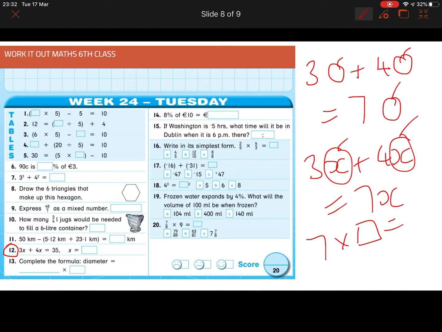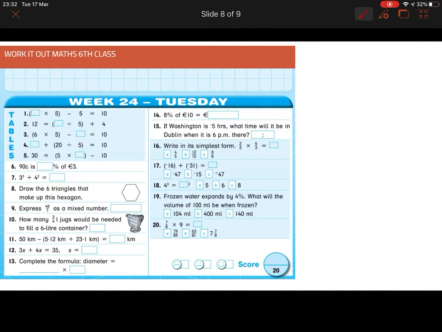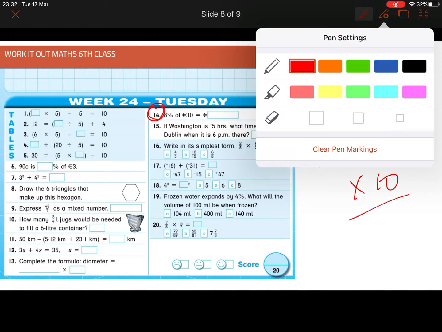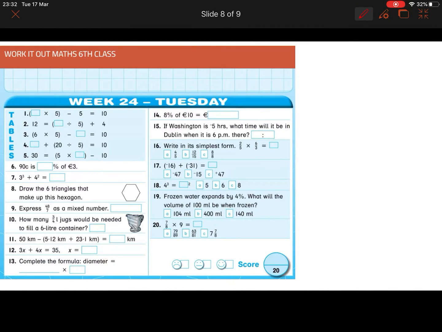Number 13 you should be fine with. Number 14, so you can use the fraction method or the decimal method. Remember, 8% is equal to 8 over 100. Or the easiest way for this one is actually to put it as a decimal, 0.08. And you can multiply this by €10. Okay, and that's the easiest way. So we want you to practice your decimal method for that question.